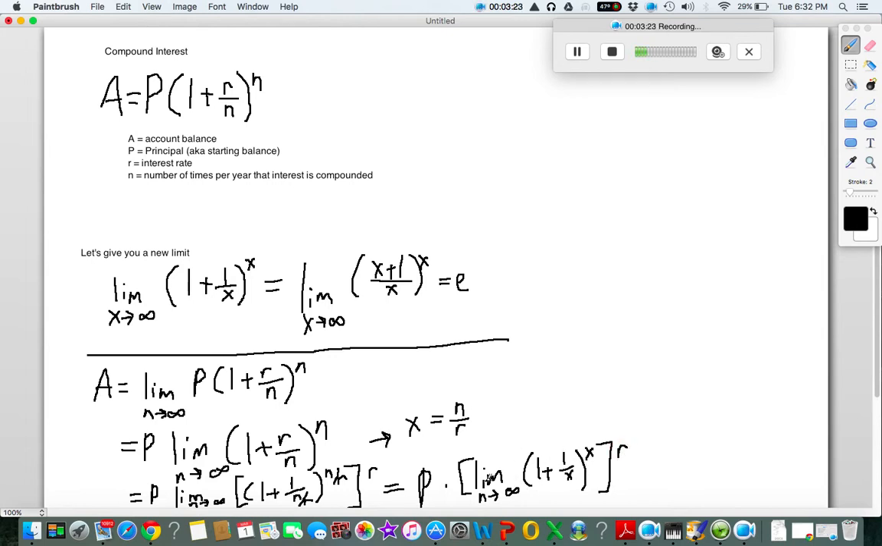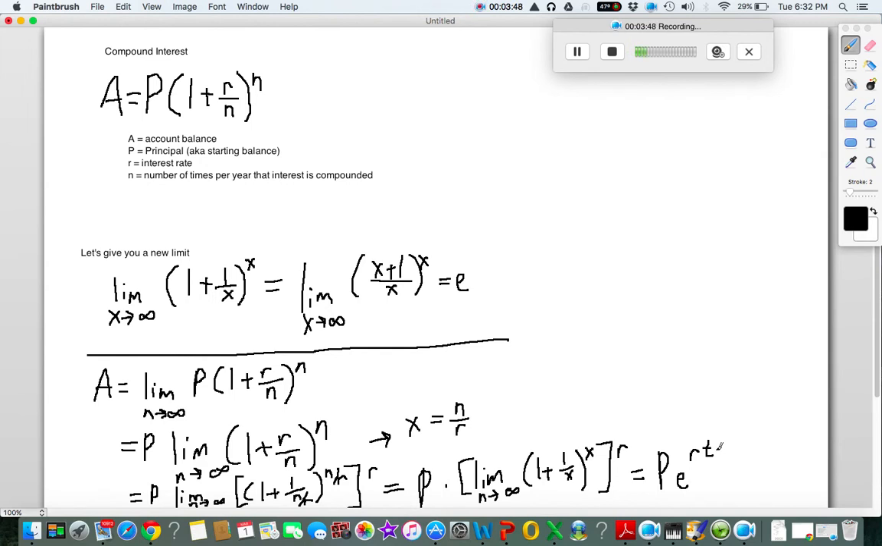And this limit right here I told you is equal to e. So we get this new equation for continually compounded interest of p equals e to the r. And then, of course, we'll talk about this in terms of how many years we're compounding interest, so this will change to e to the rt.